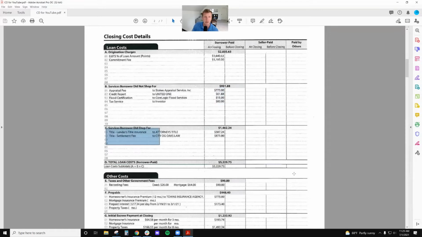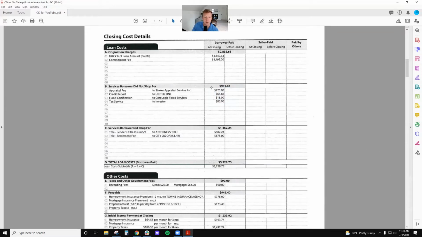Now, what does shopping for mean? Just means that the lender offered this one option, and you said, "Yeah, I'm going to shop around for this." You might go with that option, or you might choose a different option. So typically, your settlement location, your title insurance, those are going to be services that you do shop for. These are going to be services that you don't shop for.